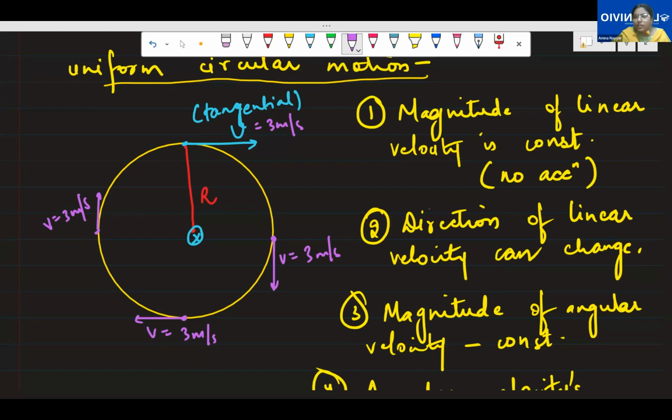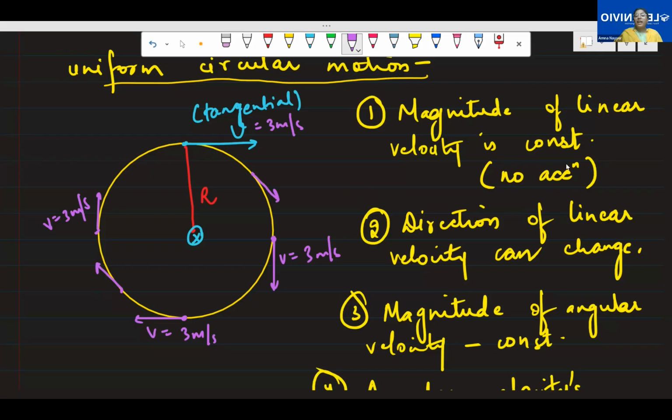Second is that the direction of linear velocity can change. What's the reason for that? The simple reason is that the direction is tangential, and every point will give you a different tangent. So the direction of linear velocity can change.